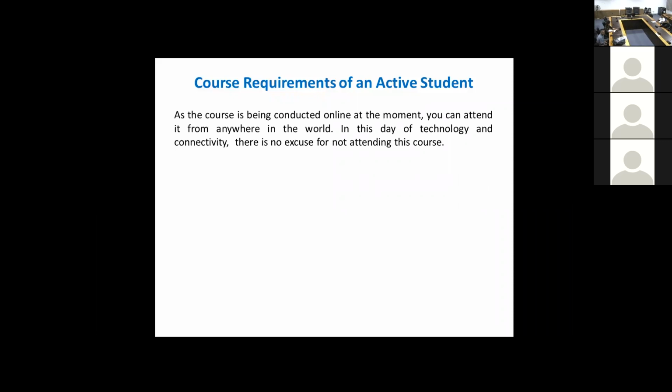Okay. So to be an active student in this course, and as the course is being conducted online, and this is the future of education, one of the areas that I research on is educational technology. And I have attended a number of courses through MOOCs, that is massive open online courses. This is the future of education, because in time to come, students will not have time to commit themselves to 4-year bachelor's degree and 5-year courses and spend 6 years just attending classes.